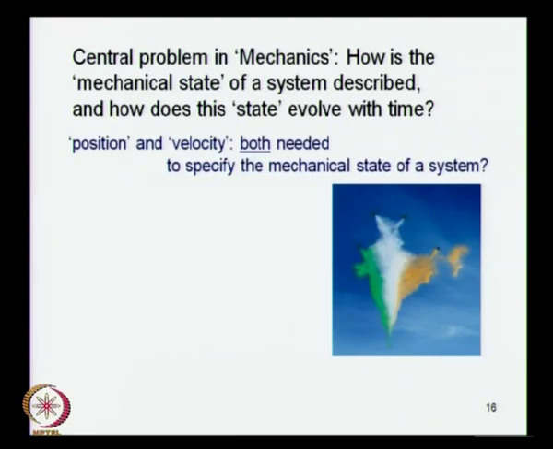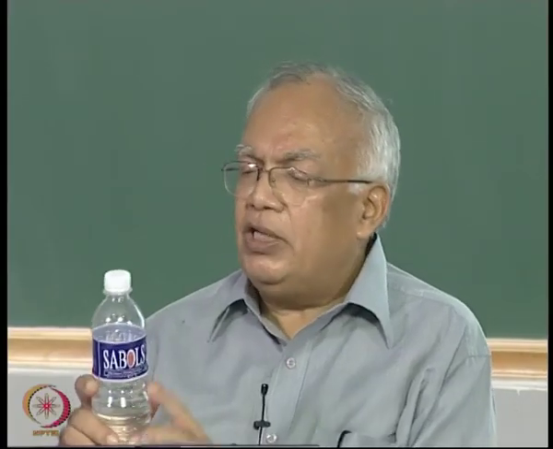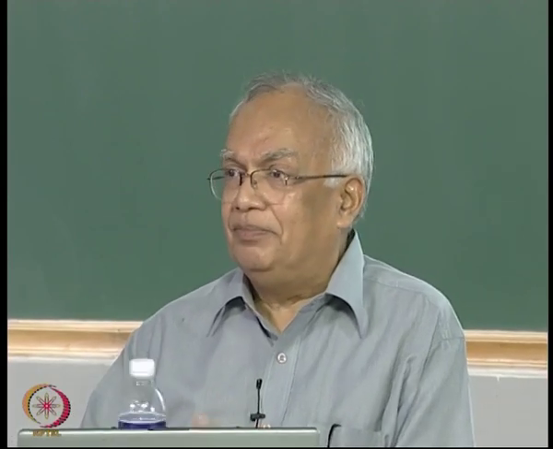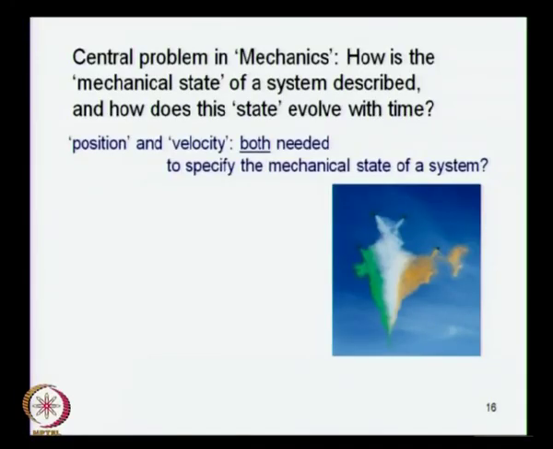So, let us take up this question: what is it that characterizes the mechanical state of a system? We know it is not the color, it is not the shape, it is not the mass, it is not the volume. So, what is it? The mechanical state of the system is characterized by two parameters. One is the position of that object, the other is the velocity of the object.